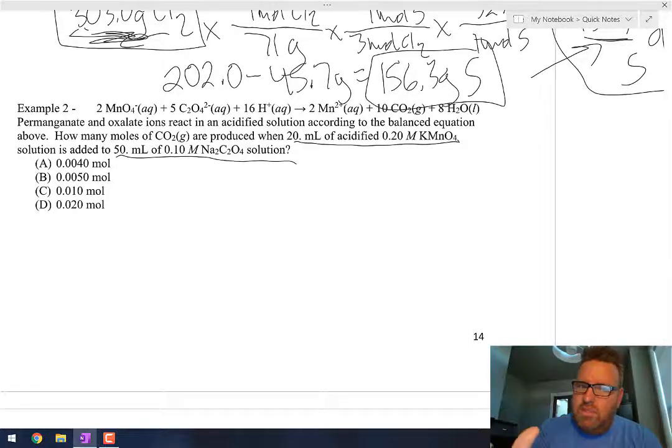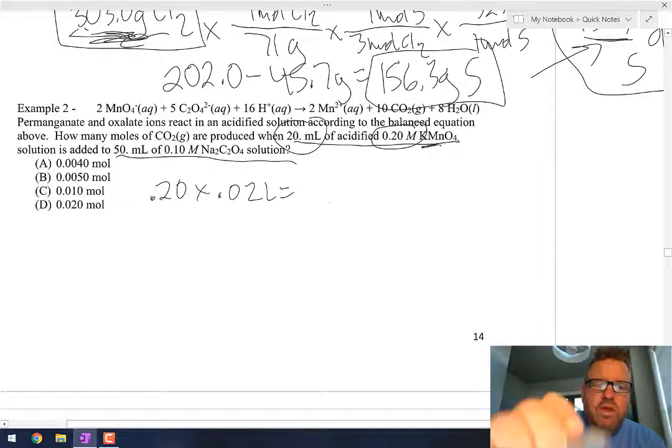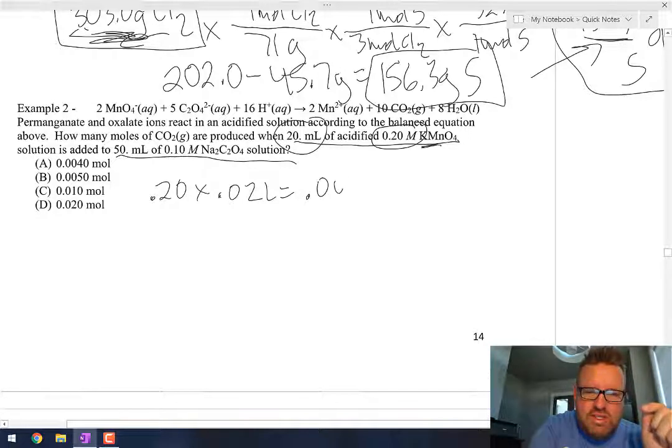So again, it doesn't matter which one you start with. I'll start with the KMnO4. And again, they've given us concentration and they've given us volume, so we can go right to moles. So 0.20 times 0.02 liters equals, so 0.20 times 2 would equal 0.40. But now we have to move that decimal point 2 spaces to the left. So that's 0.004.